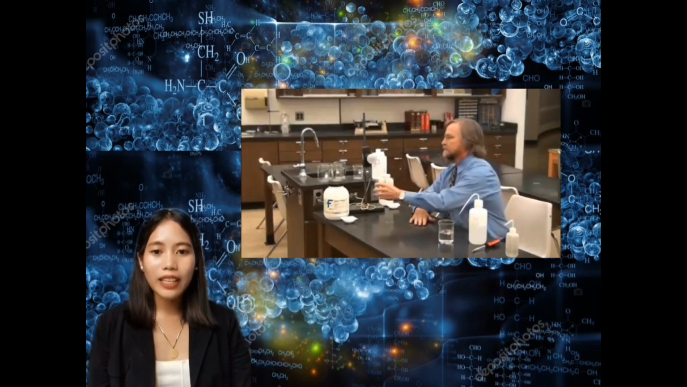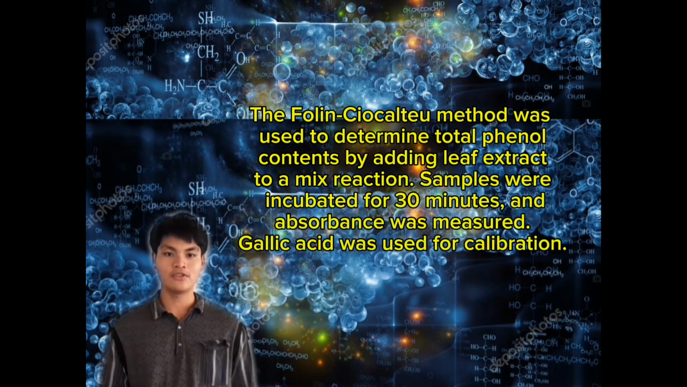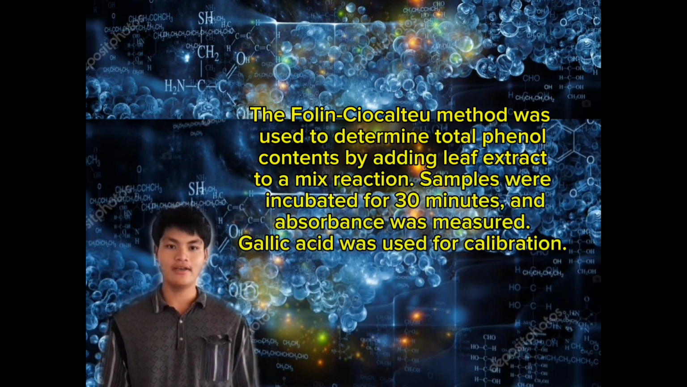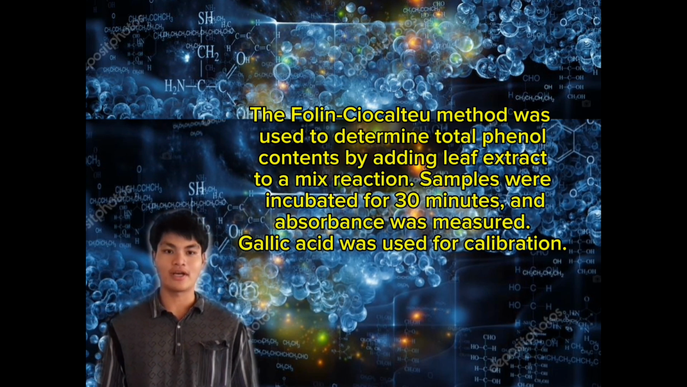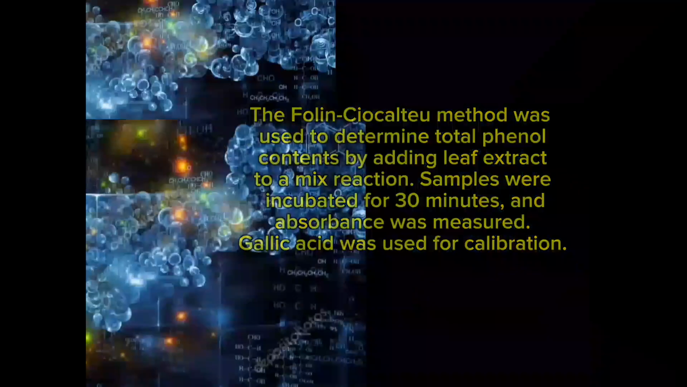Total protein concentration was determined using the Bradford method, with samples incubated at 25 degrees Celsius for 10 minutes and absorbance read at 595 nanometers. Determination of total phenols. The Folin-Ciocalteu method was used to determine total phenol contents by adding leaf extract to the reaction mixture. Samples were incubated for 30 minutes. Absorbance was measured. Gallic acid was used for calibration.